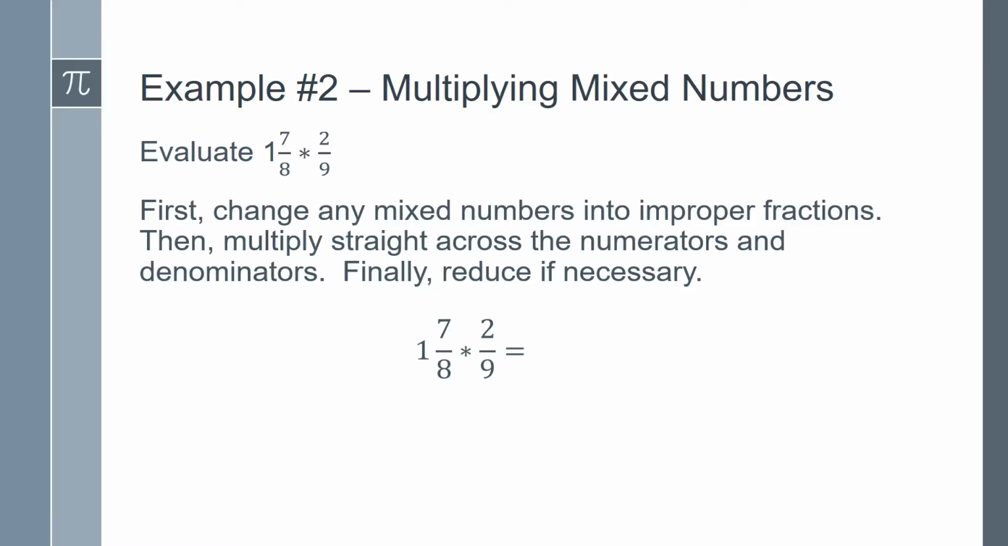1 7/8 times 2/9. 1 7/8 becomes the improper fraction 15/8. So we have 15/8 times 2/9. 15 times 2 is 30, so our numerator will be 30, and 8 times 9 is 72, so our denominator is 72. This time we can reduce. Both 30 and 72 share 6 as a factor, so 30 divided by 6 will give us 5, and 72 divided by 6 will give us 12, for an answer of 5/12.